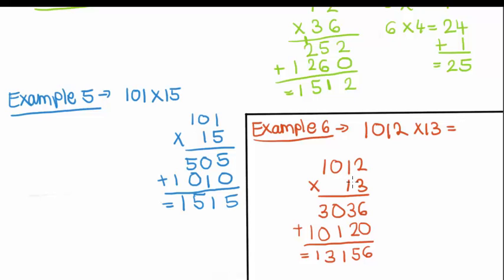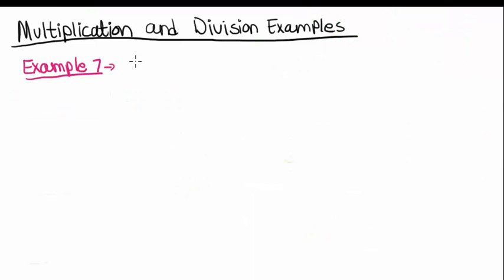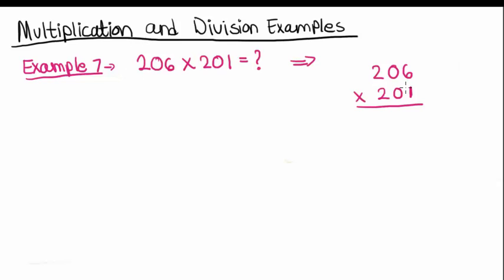Now that you've gotten a hang of multiplying by a 2-digit integer in the second column, let's move on to a 3-digit integer on the second column. In this example, let's say I want to find the answer to 206 times 201. My first step will be the same regardless. So I start off by 1 times 6 to give me a 6, 1 times 0 to give me a 0, and 1 times 2 to give me a 2.